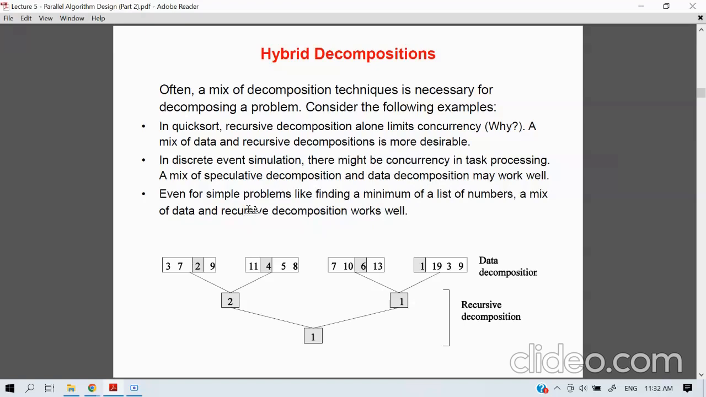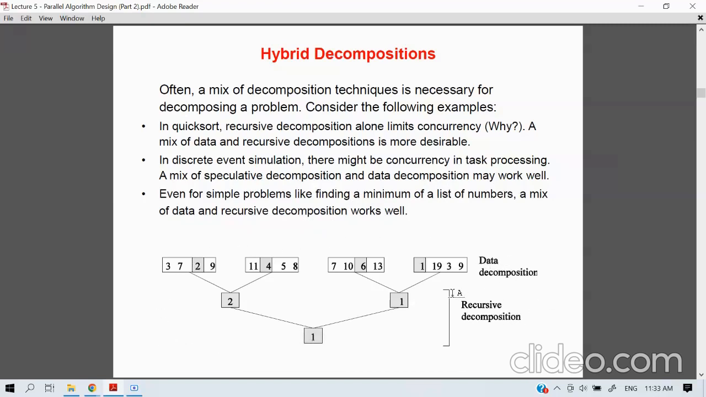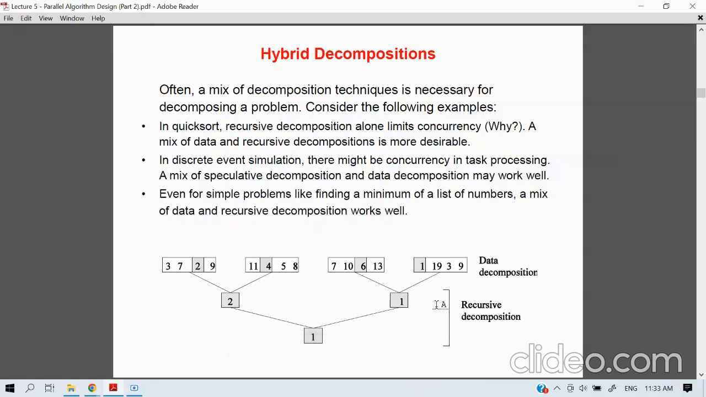It said that even simpler problems like finding the minimum of a list of numbers, kan, we might mix the decomposition techniques between data and recursive. So in this diagram, it combines two techniques, data and recursive. At the first level, dia buat data decomposition dulu, dia pecah dua maybe, so that it finds the minimum value. Recursive ni apa? It keeps on repeating at the next level until it reaches the result or solution.